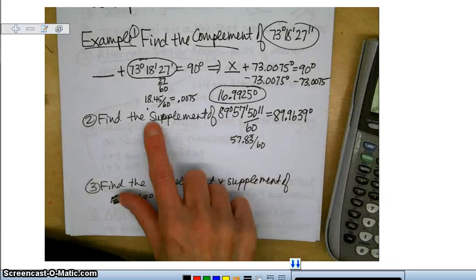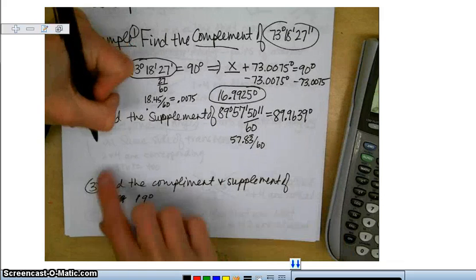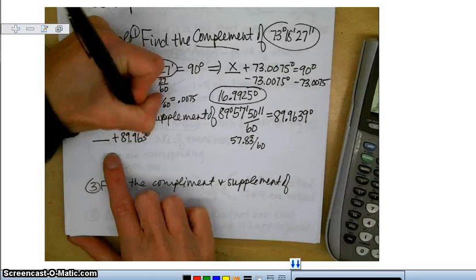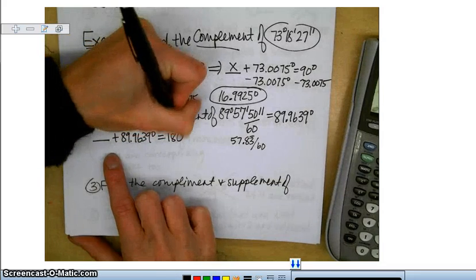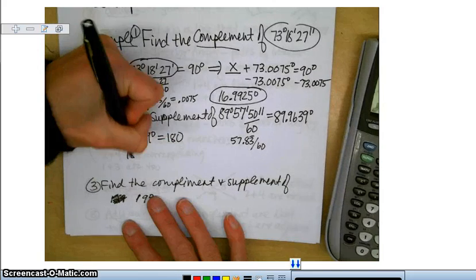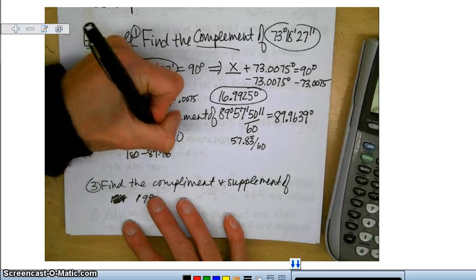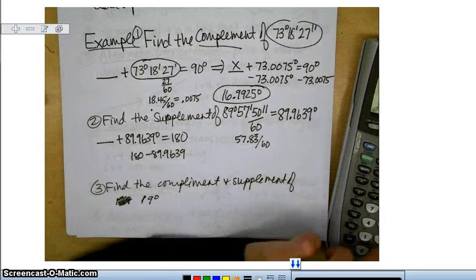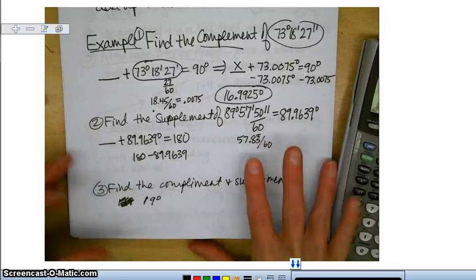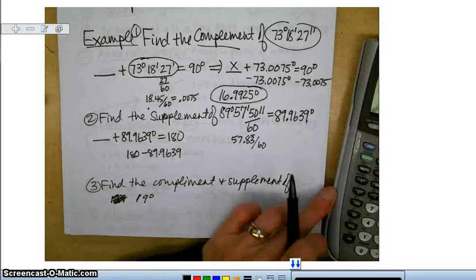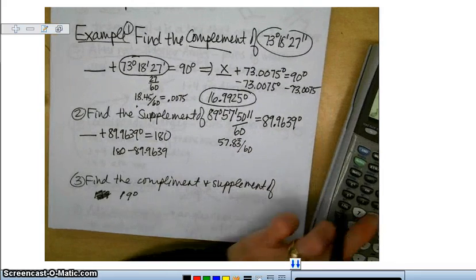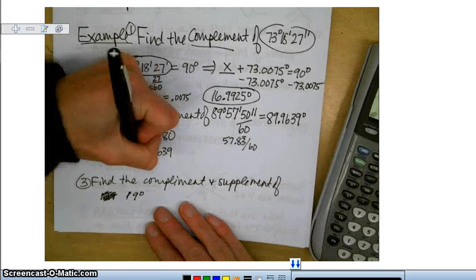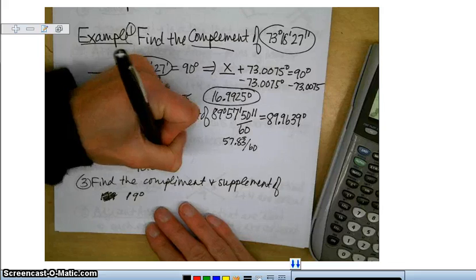So now the supplement means this angle plus the angle I want, plus 89.9639 degrees, has to add up to 180. So all I have to do is take 180 minus 89.9639 degrees. So on my calculator, that gives me that the angle I need is 90.0361 degrees.